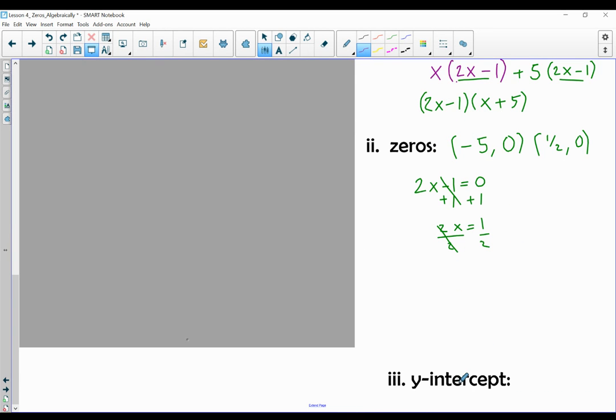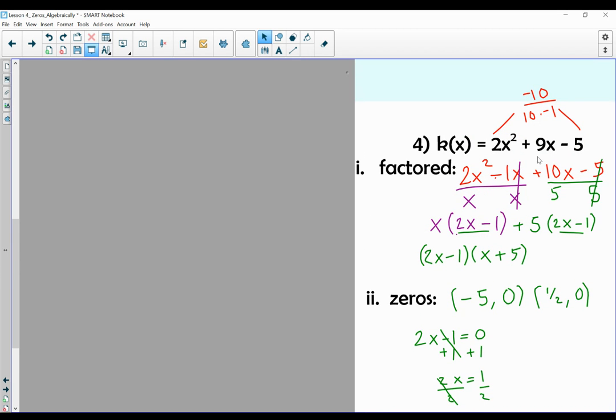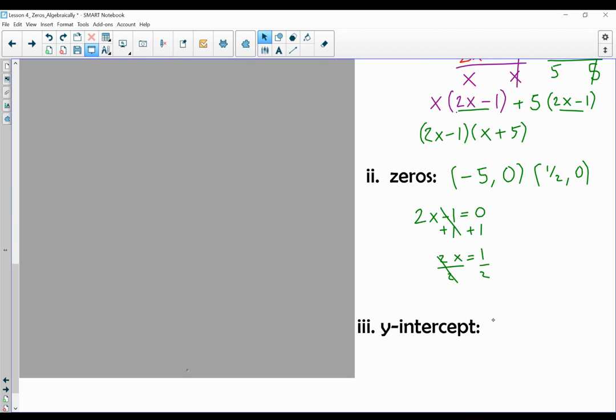Now for the y-intercept, again, I'm looking for my constant. This is x squared, this has x, this does not have any variable, so since it does not have a variable, it does not change, therefore it is constant. So this one is my constant, negative 5. And that means it is my y-intercept as well. My constant is my y-intercept. So I have a y-intercept at 0, negative 5.